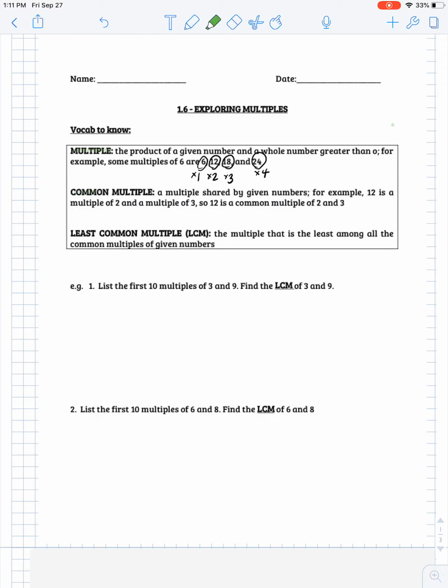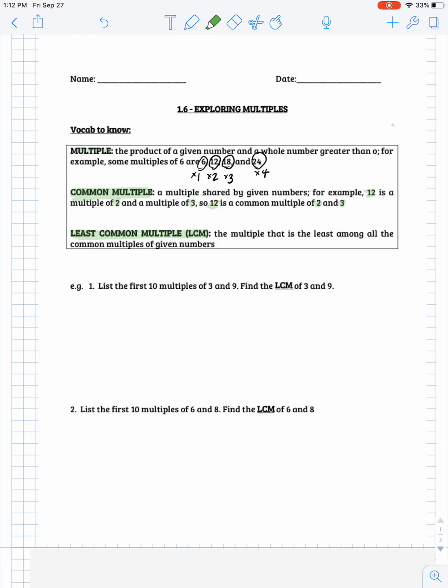Now, the next term we'll look at is common multiple. A common multiple is a multiple shared by given numbers. For example, 12 is a multiple of 2 and a multiple of 3. So 12 is a common multiple of 2 and 3. We'll deal with common multiples, and it'll be more clear when we look at the examples below. Finally, the last term is least common multiple, or LCM. That is the multiple that is the least among all the common multiples of given numbers.